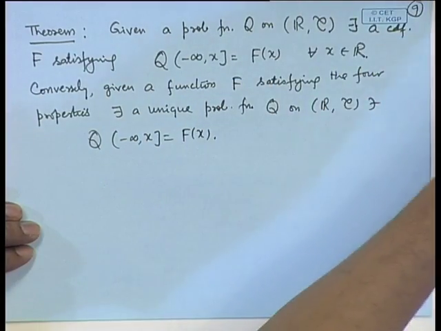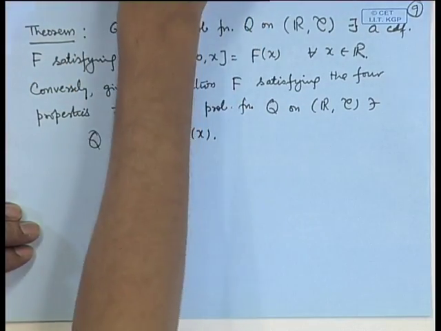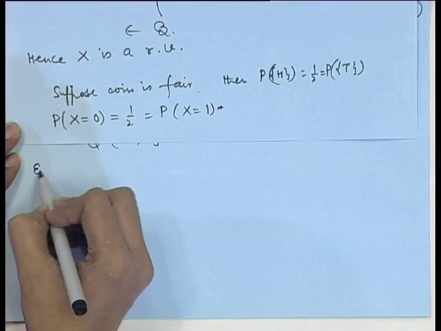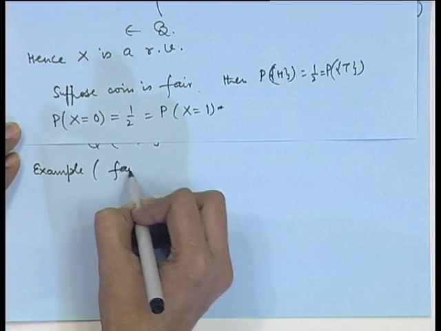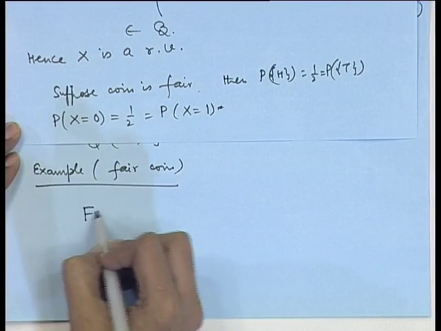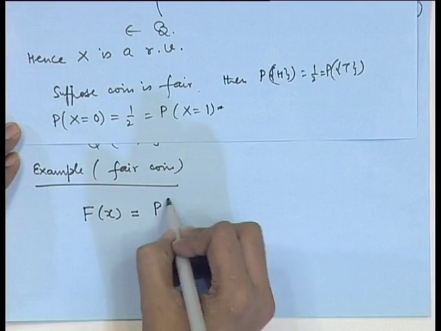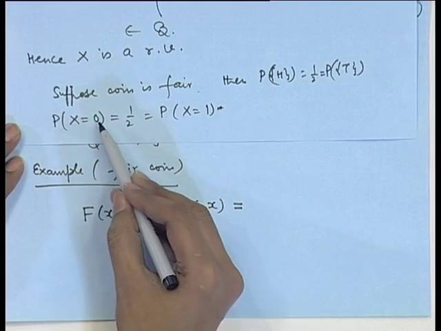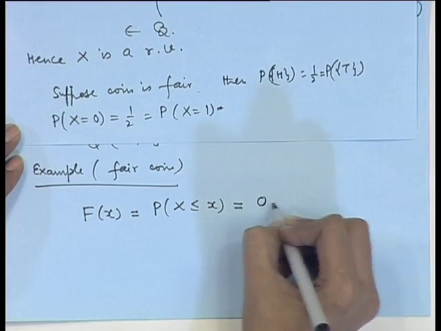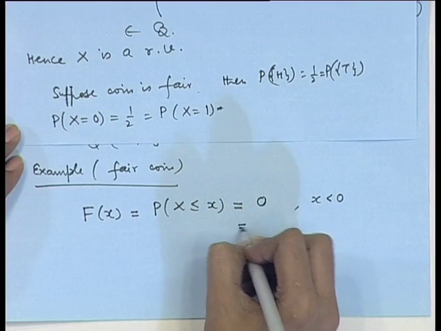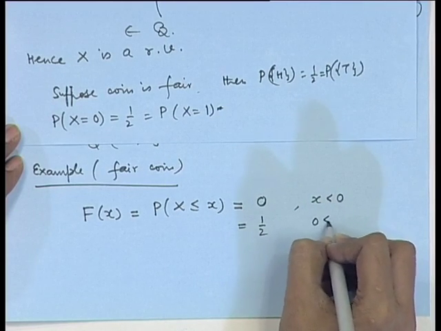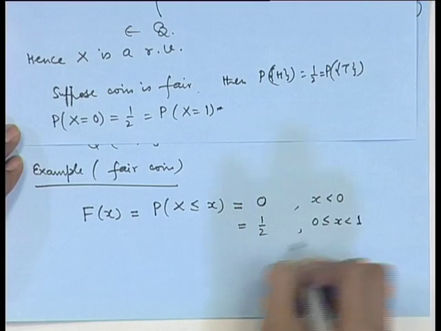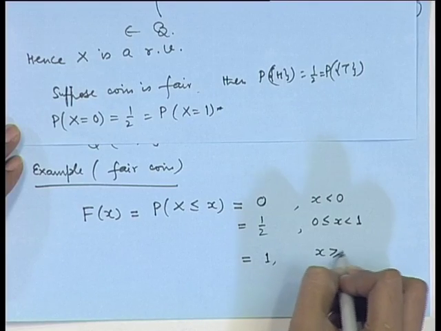Go back to the example of head and tail, and consider the fair coin example. Here, if we consider F(x), then we are looking at the probability of X less than or equal to x. Since the random variable takes the smallest value as 0, this probability is 0 for x less than 0. The probability becomes half when x becomes 0, and it remains so till x is strictly less than 1. It becomes 1 for x greater than or equal to 1.